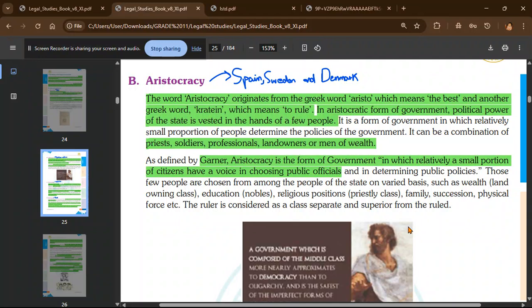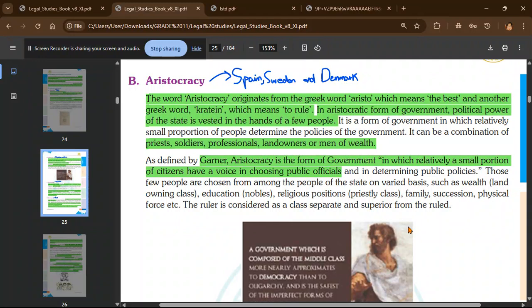So sorry, I'm really sorry, I jumbled it up. Aristo means the best, and cratia means to rule. So it means the best rule is aristocracy. Aristocratic form of government is wherein political power of the state is vested in the hands of a few people. These can be professionals, landowners, priests, soldiers, men of wealth.